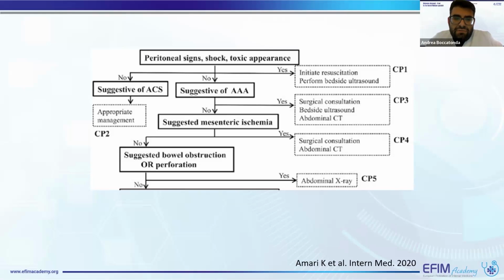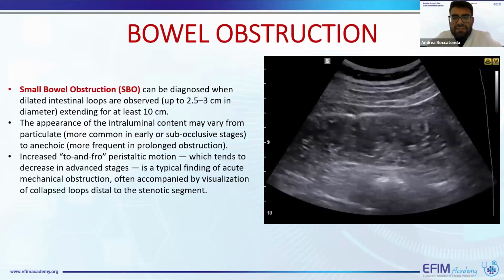Then we should exclude the presence of a bowel obstruction, and in this case, the flowchart recommends the execution of the abdominal X-ray, but even the ultrasound can observe relevant signs, such as the presence of a diffuse dilatation of the small intestinal loops over 2.5 or 3 centimeters for an extension of at least 10 centimeters.